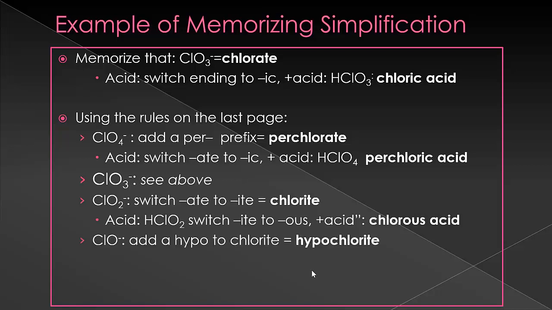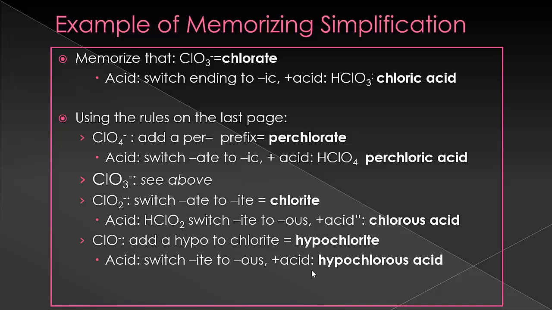We take away one more oxygen, and then we need to add the hypo prefix. So we still have the ITE ending, but now we add a hypo prefix, so it's hypochlorite. Using our rules for acid, we switch the ITE ending to an OUS ending, and we have hypochlorous acid.